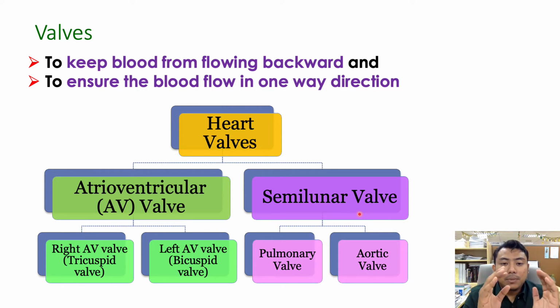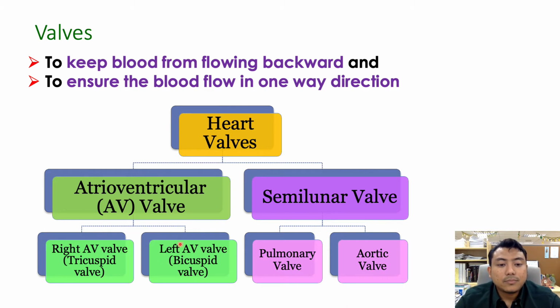Kalau semilunar, semi moon, macam itulah bentuk yang lebih kurang. Okay, so AV valve ada dua. Right AV valve, tricuspid valve, dan satu lagi ialah left AV valve, iaitu bicuspid valve. Kenapa nama dia ataupun nama lain dia adalah tricuspid valve? Sebab dia ada 3 flap, dia ada 3 injap. Yang ini ada 2 injap saja, sebab tu dia panggil sebagai bicuspid valve.